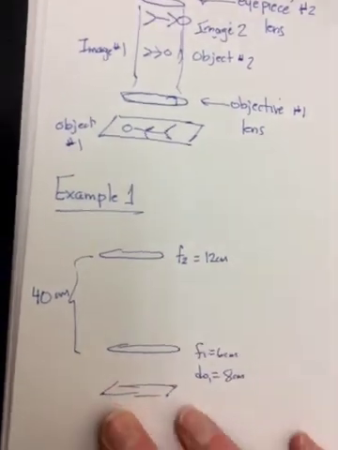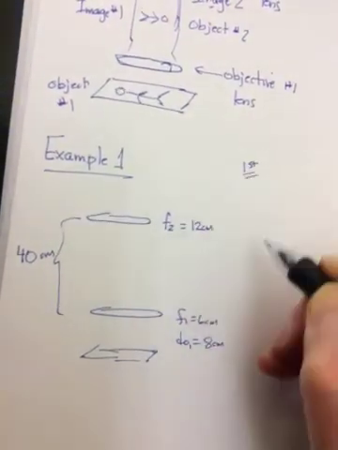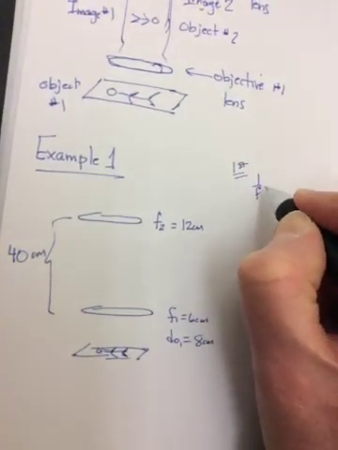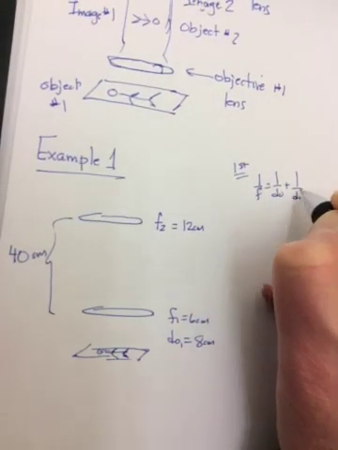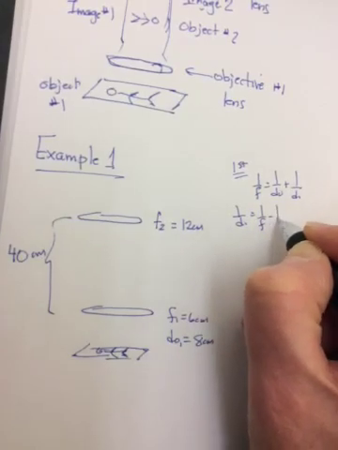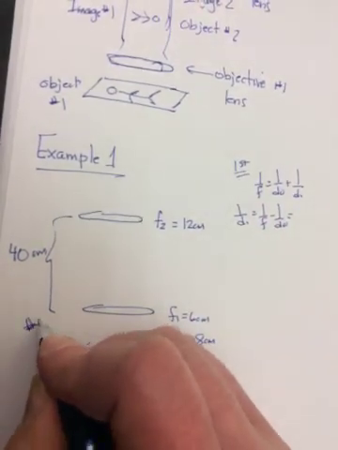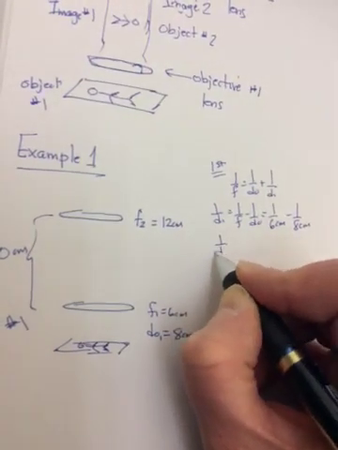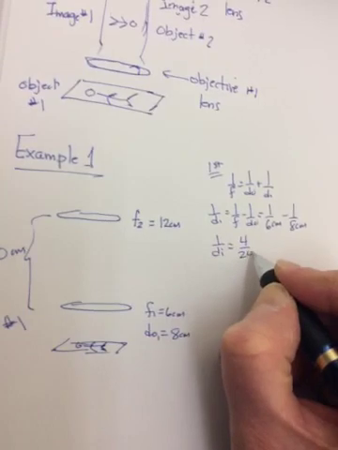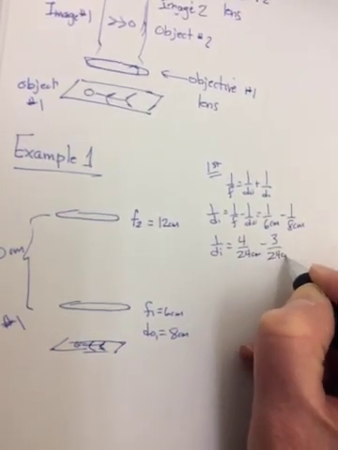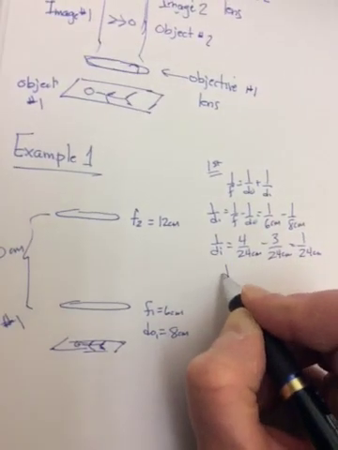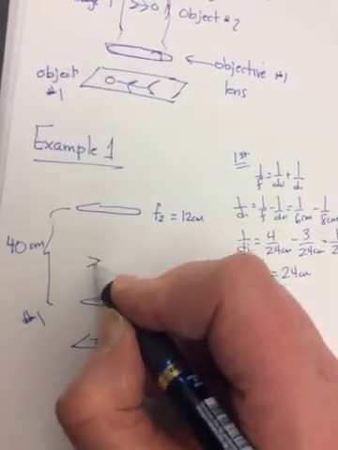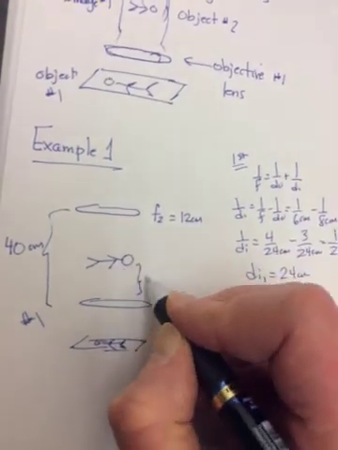And so you would start off, of course, with the first lens. You would need to find your DI. So you have your DO, you have your F. 1 over F is equal to 1 over DO plus 1 over DI. So 1 over DI is equal to 1 over F minus 1 over DO. The first lens is down here, number 1. So it's 1 over 6 centimeters minus 1 over 8 centimeters. Common denominator would be 24. So 4 over 24 minus 3 over 24 would be 1 over 24. So your DI1 would be 24 centimeters. That means from this lens, there is an image somewhere back here that is 24 centimeters away.